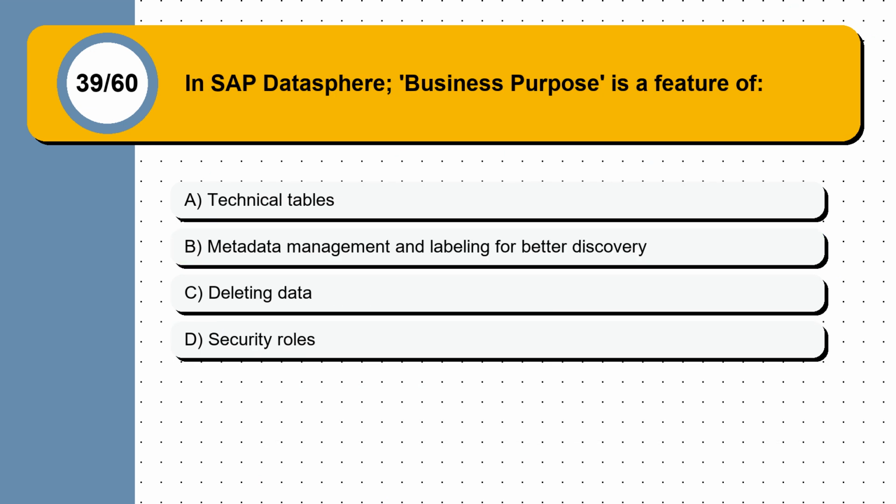Question 39. In SAP Datasphere, business purpose is a feature of Option A, technical tables. Option B, metadata management and labeling for better discovery. Option C, deleting data. Option D, security roles.